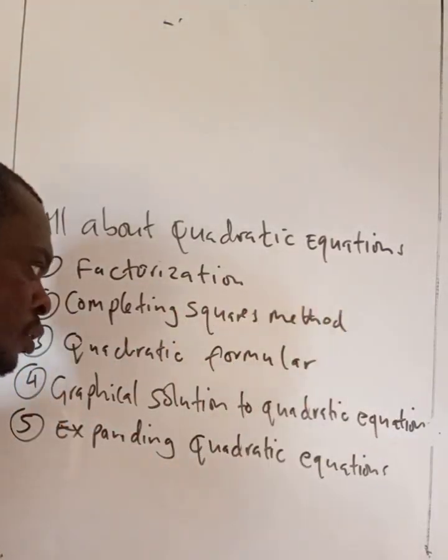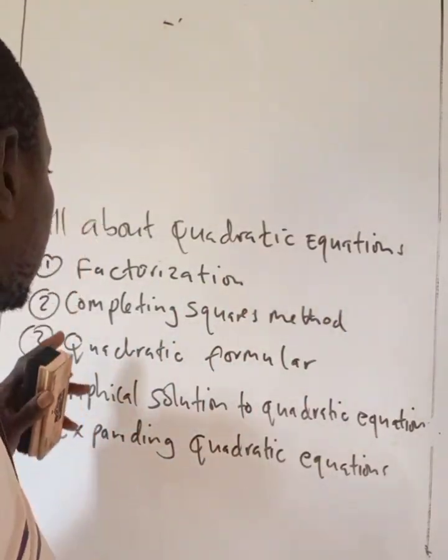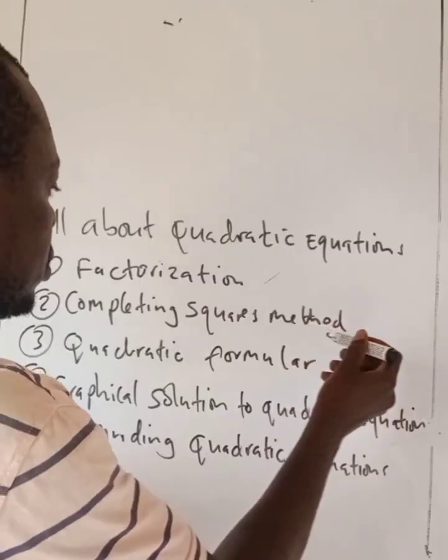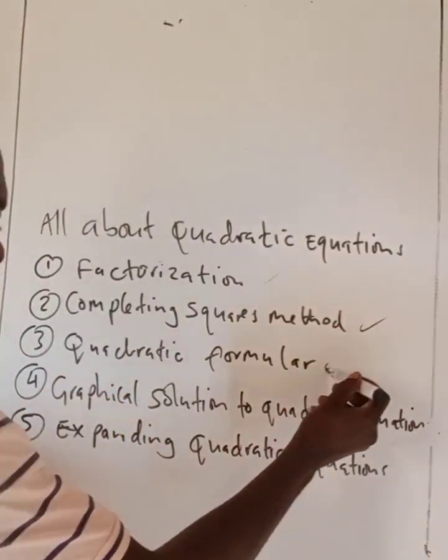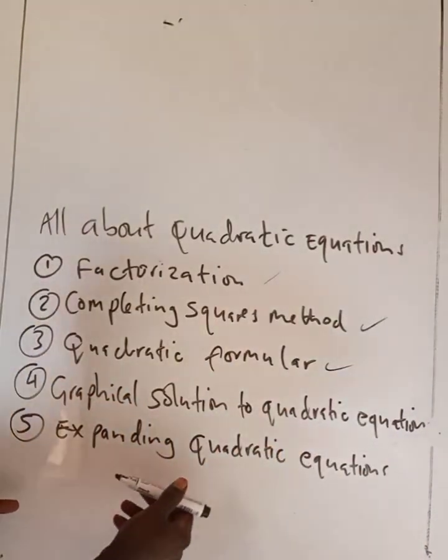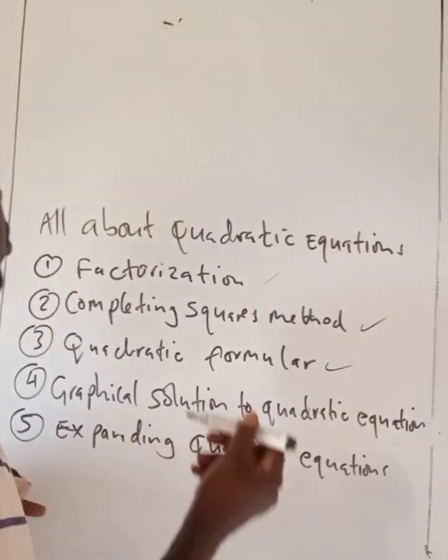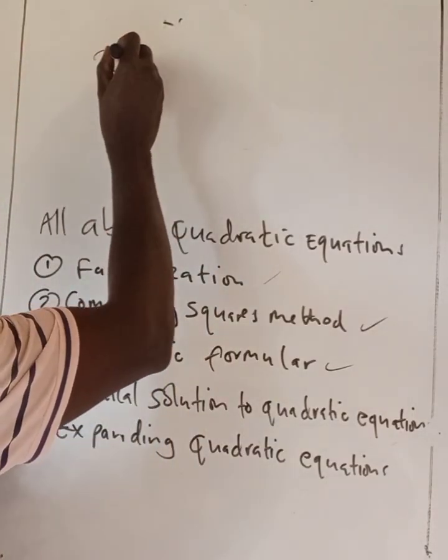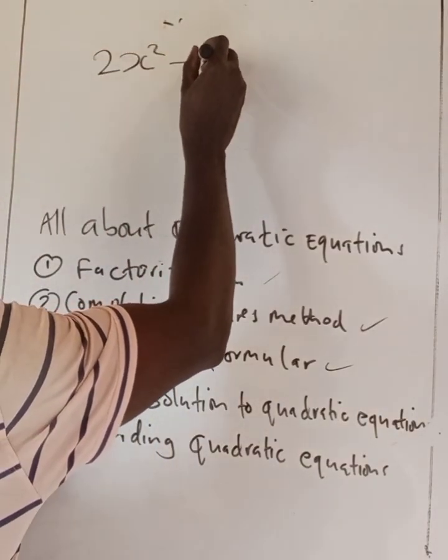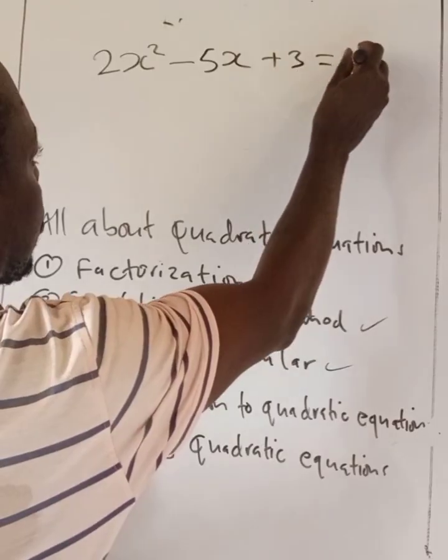All about quadratic equations. In order to solve quadratic equations, students should master factorization, the completing square method, the quadratic formula, direct solution to quadratic equations, and expanding quadratic equations. Now, suppose we had a quadratic equation like 2x squared minus 5x plus 3 is equal to 0.